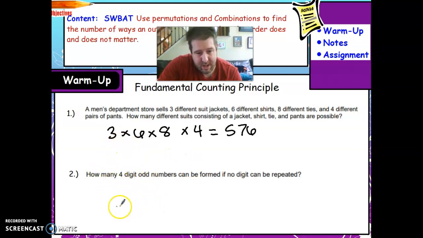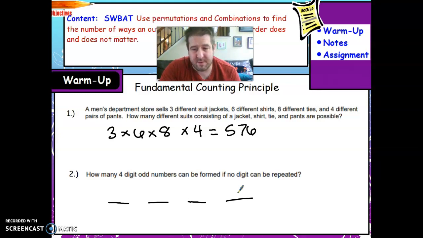How many 4-digit odd numbers can be formed if no digits can be repeated? First of all, the fact that it's an odd number means I'm going to start at the end, because only the last digit matters when figuring out if it's odd or not. It could be odd if it has a 1, 3, 5, 7, or 9. So that's 5 different ways that can occur.